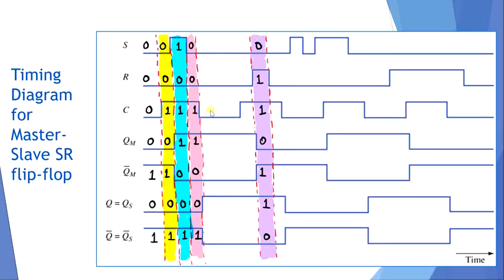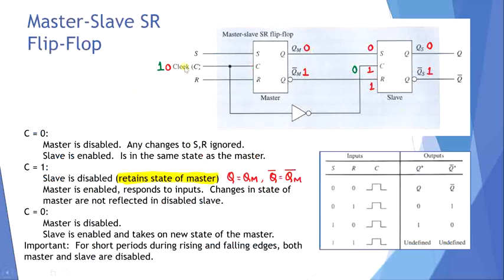That has been shown here. You can see that initially the clock was 0 for the master, and for the slave the clock was 1, shown in red color. Now the clock is equal to 1, shown in green, and for the slave the clock is equal to 0. So the slave will become disabled and it will retain the same state of the master, that is Q will be equal to QM and Q bar will be equal to QM bar.